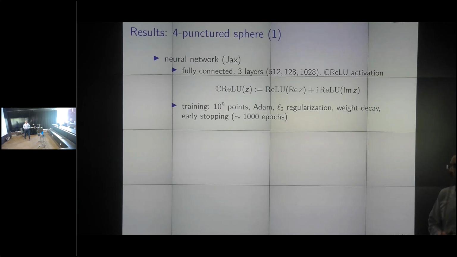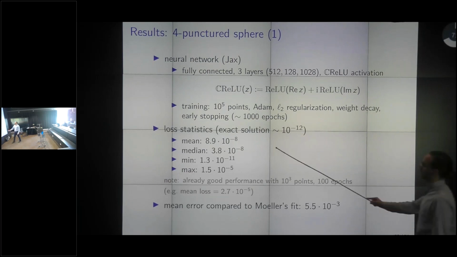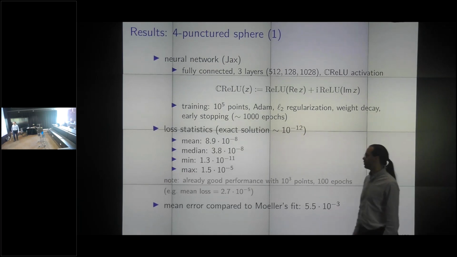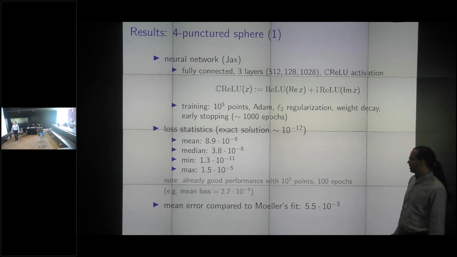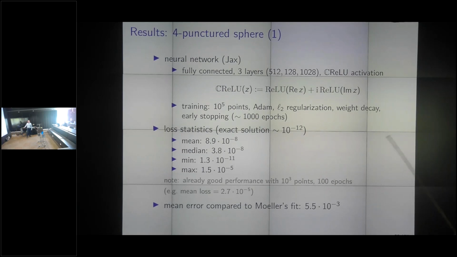In our case, for the neural network we use a fully connected layer with a C-ReLU activation function. We train with 100,000 points. For the static case, as you see, the mean loss we get is 10 to the minus 7, which is very good and efficient. The upshot is that it's not sufficient.